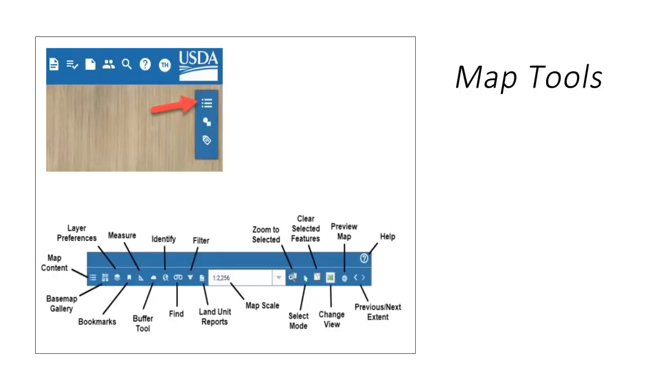The Zoom to Selected tool allows the user to zoom to the selected feature in the active layer on the map. The Select Mode tool allows the user to select one or more features from the active layer on the map. The Clear Selected Features tool allows the user to clear all selected features in all map layers.